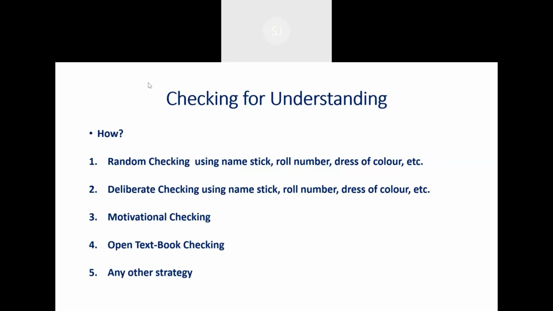And that is why I feel these things are not written in our lesson plan. But as a strategy itself, we should mention that today I'm going to do random checking for understanding. Today, I'm going to do deliberate checking for understanding. I'm going to use motivational checking for understanding. I'm using open textbook checking for understanding. And you can mix and match.